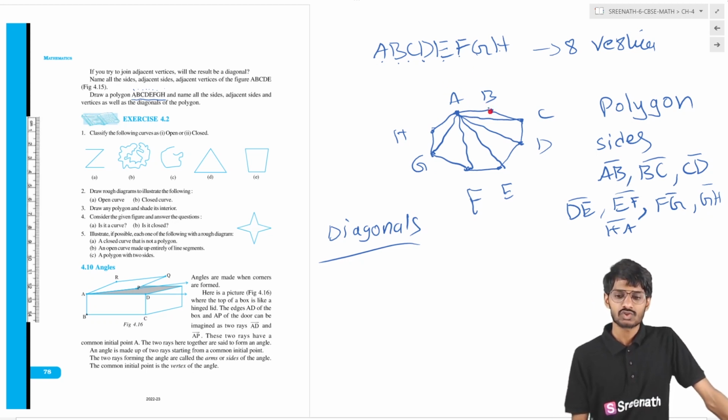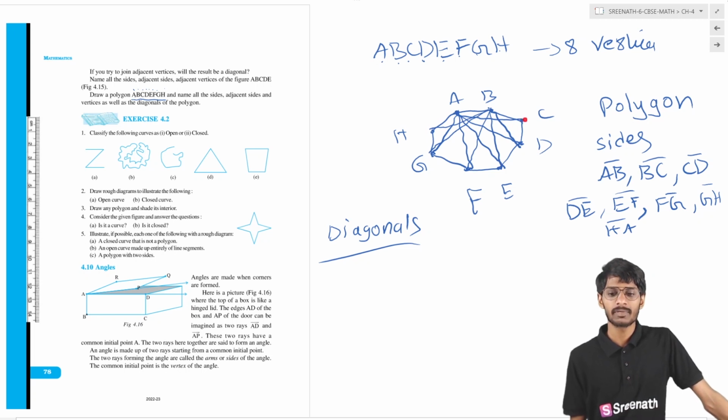Now we'll come to B. For B, A and C are adjacent, so the remaining are all not adjacent. So from B to D, we can draw diagonals. From B to E, we can draw diagonals. From B to F, from B to G, and from B to H also, we can draw. Why? Because they are also not adjacent.